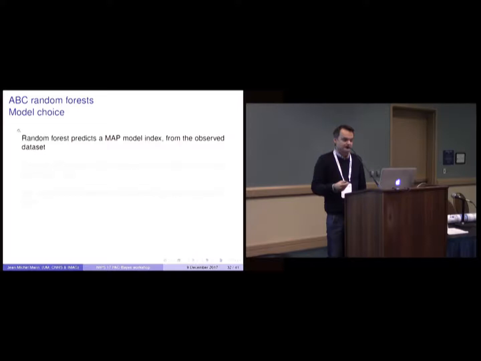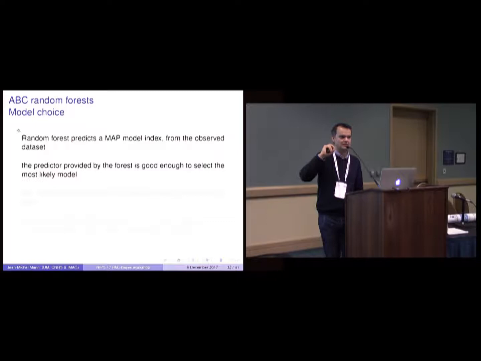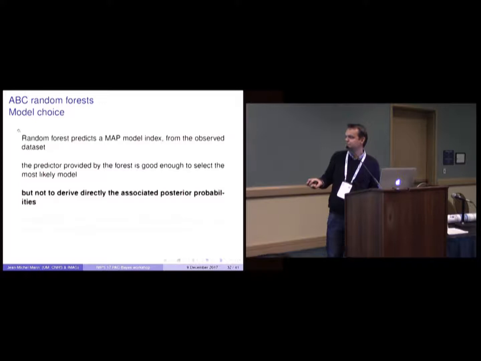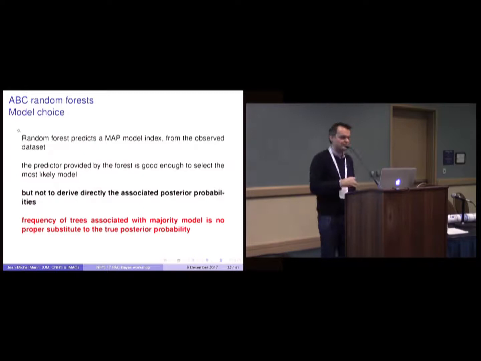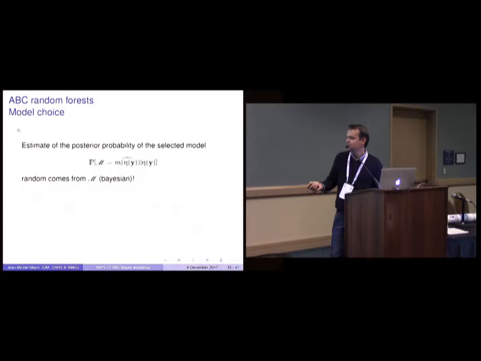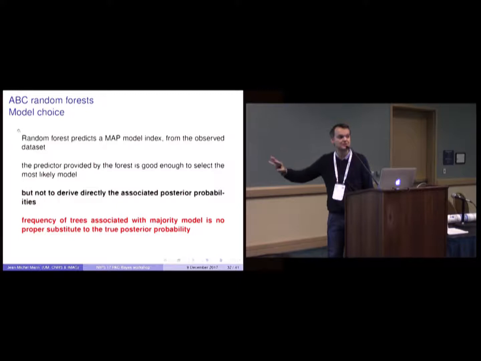You can predict the model index. Predicting the model index is a classification problem, but estimating in a good way the posterior probability is a regression problem. This is the expectation of an indicator function, which is a probability. This is a regression and not a classification problem. Regression is more difficult than classification in some sense, and you cannot directly use the result of the forest: the frequency of trees associated with the majority model is not a proper substitute for the true posterior probability of the selected model. So we will do something else to estimate this posterior probability, because the forest has been calibrated to do a classification job and not a regression job. The forest is to classify, not to estimate the probability.